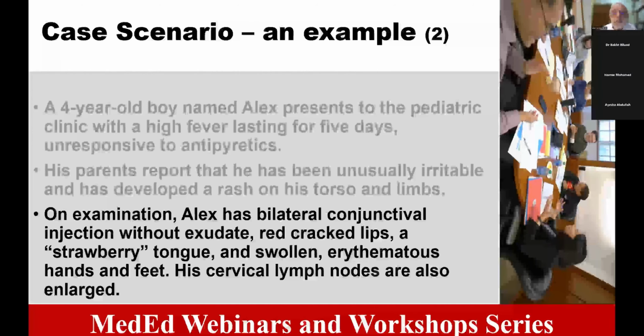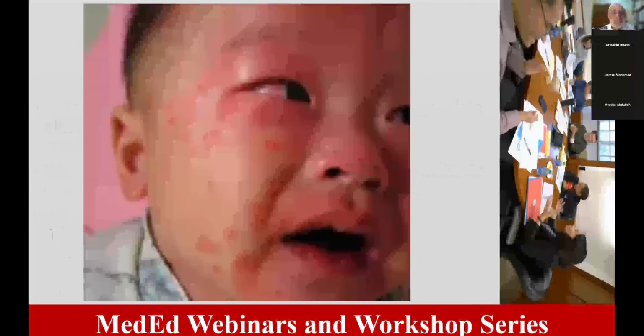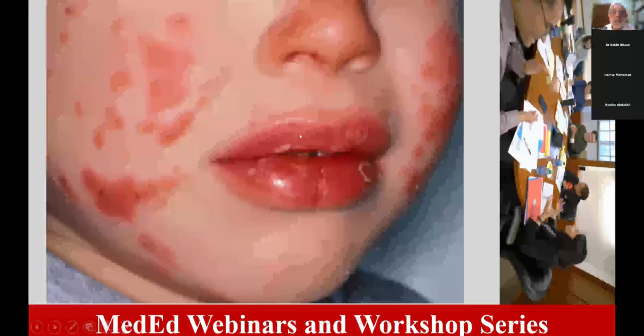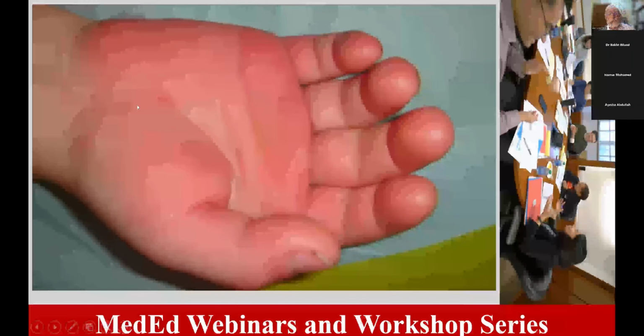And to emphasize these findings, I used these pictures, let's say, to show the conjunctivitis, to show the rash, to show the redness, to show the cracked lips and the rash again, and to show the swollen hands and feet.